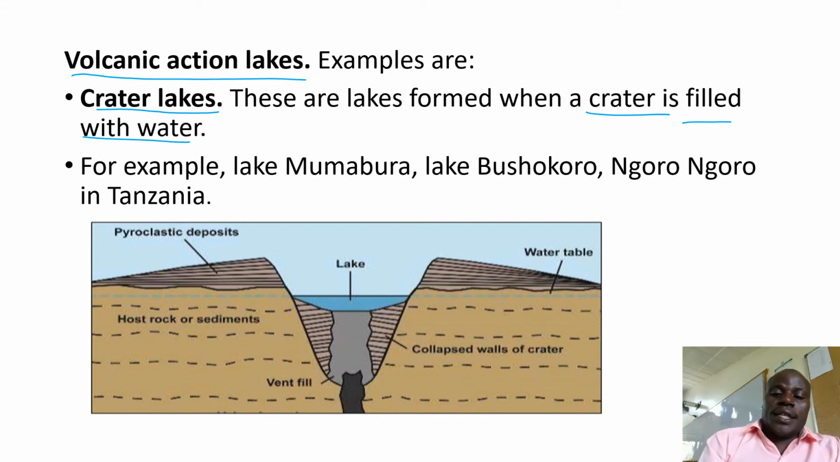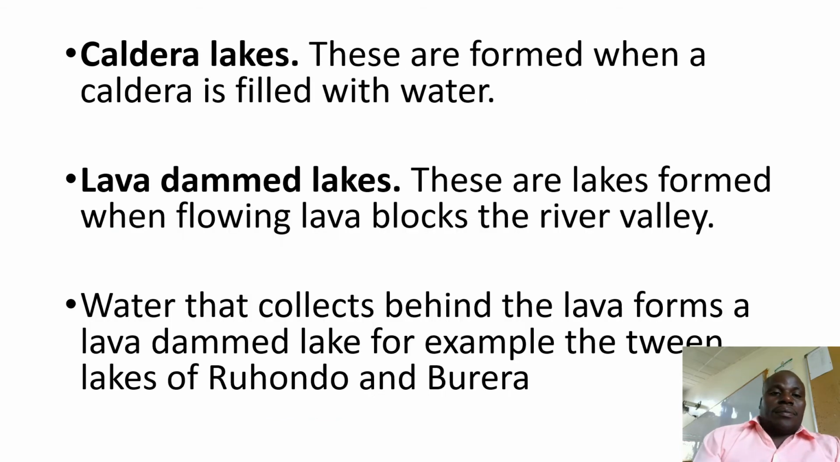If you check on the diagram here, this is a crater. This is a depression on top of a volcano. And when this part is filled with water, it forms a crater lake. We have many examples on many volcanoes. Then we have caldera lakes. They are also volcanic lakes.